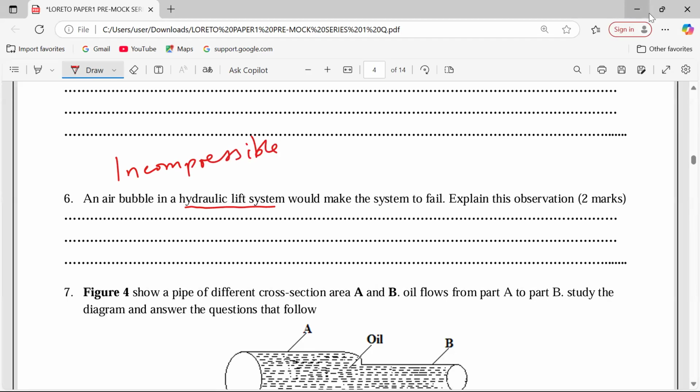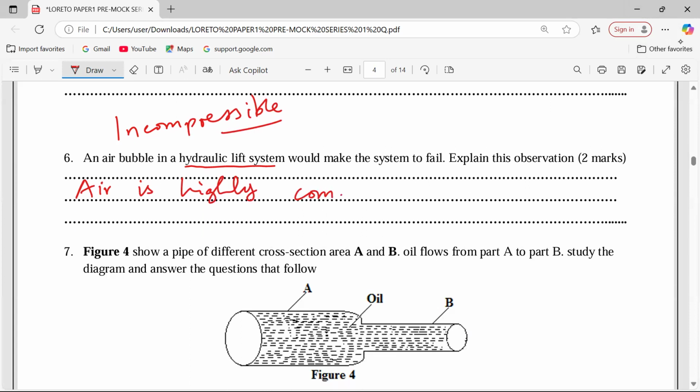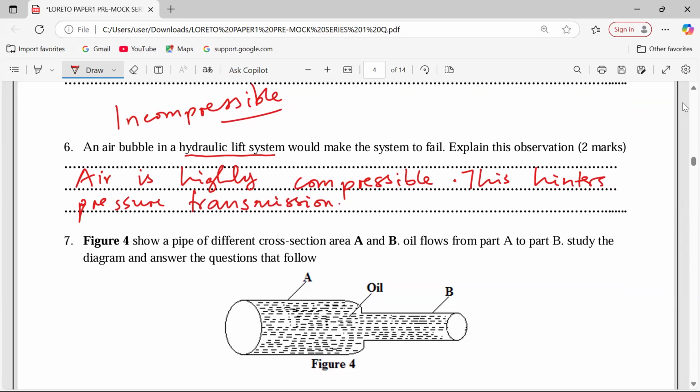Incompressible. And remember, the system works under the transmission of pressure. Therefore, you say that air is highly compressible. This affects pressure transmission, or uniform transmission of pressure from one point to the other. Highly compressible. Remember, the fluid to be used should be incompressible.